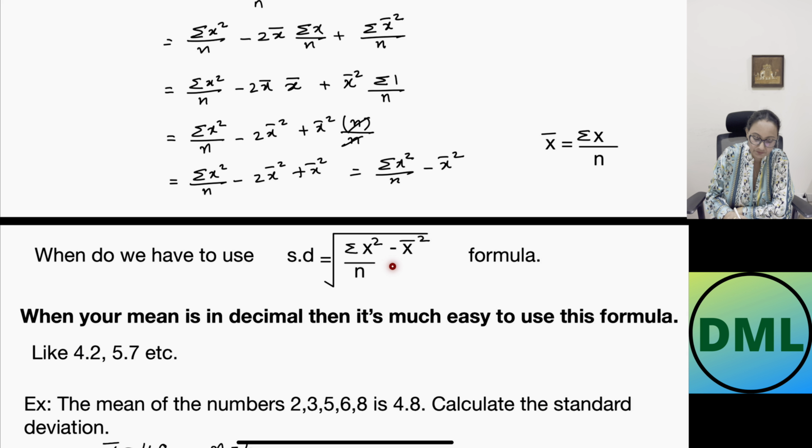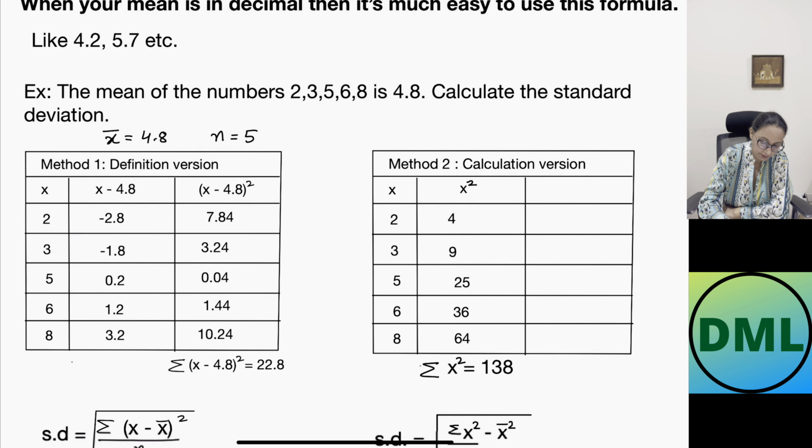the root of this value. When your mean is in decimal, then it's much easier to use this formula, like 4.2, 5.7. What is the meaning of that? When you have the mean in decimals, this formula is much easier for you to use. Let's understand this with one example here in both the ways.